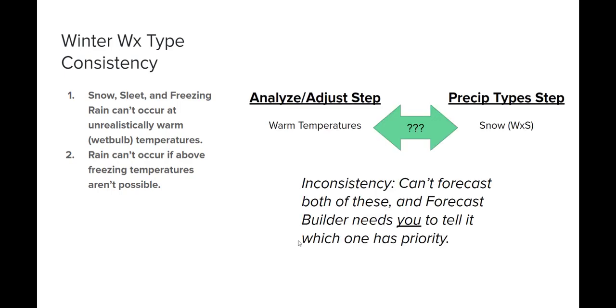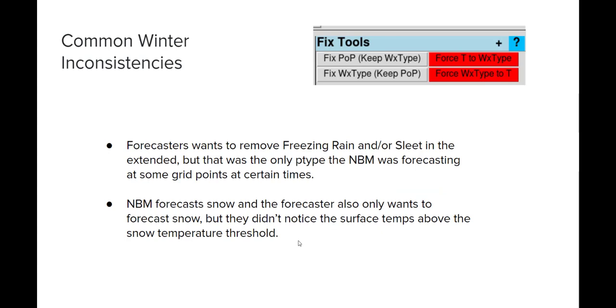As an example, essentially the issue is that you may forecast warm temperatures in the Analyze Adjust step at some grid points, but in the Precip Type step you may also forecast snow at those grid points. Of course, this is probably an inadvertent oversight on your part, but it's inconsistent. You can't forecast both, so you'll have to tell ForecastBuilder which one has the priority. Like pop and weather type inconsistencies, you'll have a button pair to pick from when there's an inconsistency. Either you can fix or force your temperature to weather type, or fix or force your weather type to temperature.